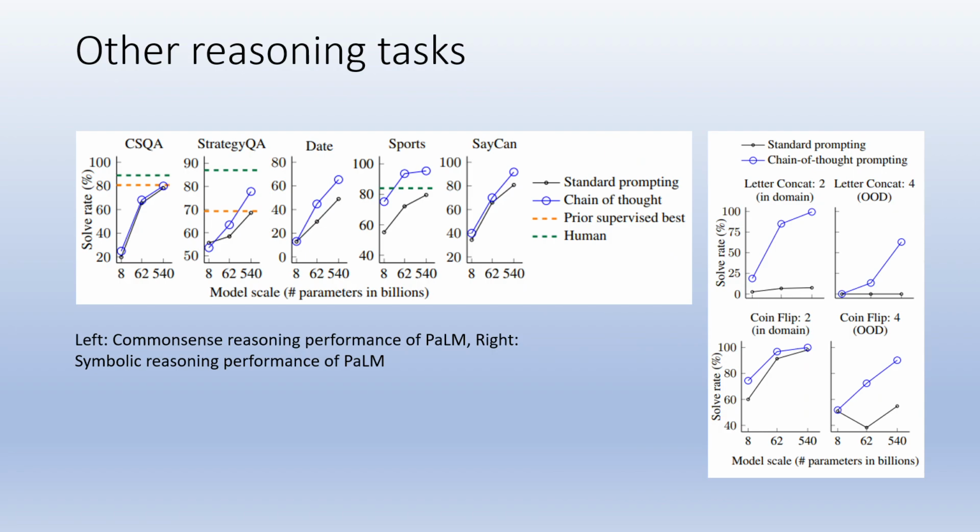So let's talk about some other reasoning tasks. On the left, we have the common sense reasoning performance of the PALM model, and on the right, we have symbolic reasoning performance of the PALM model. On the left, we see that this PALM model with chain of thought prompting does not perform so much better than standard prompting in the CSQA set. But if you see StrategyQA, we see that it beats the previous supervised state of the art.